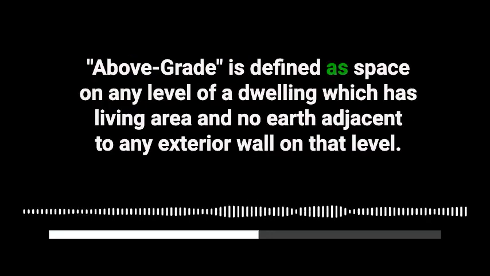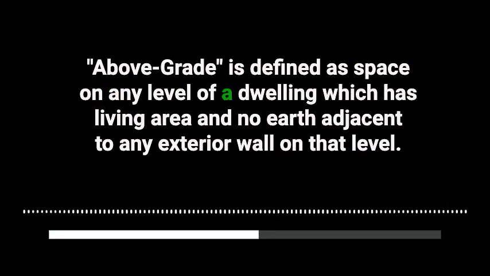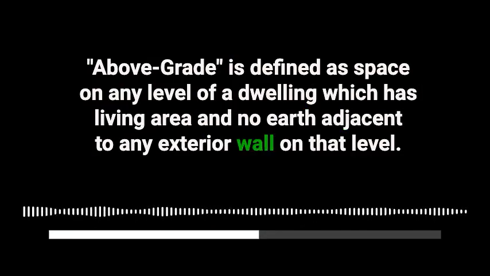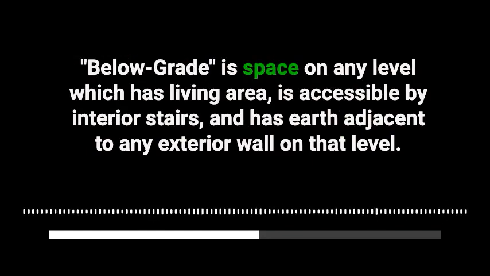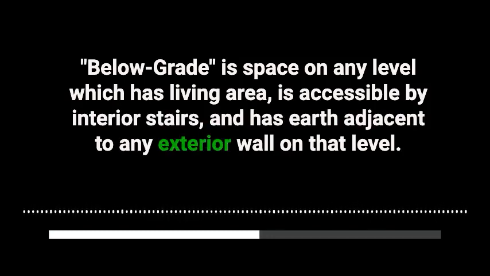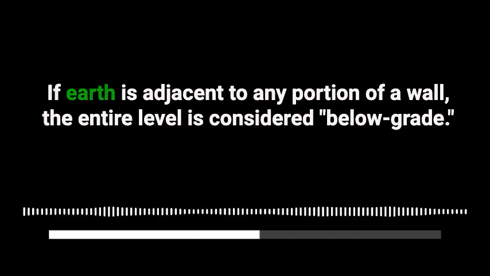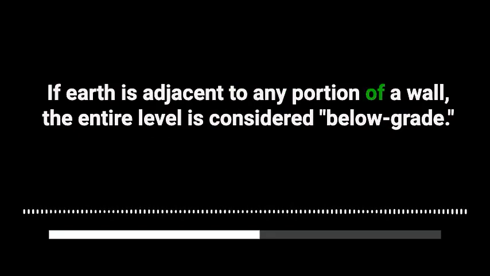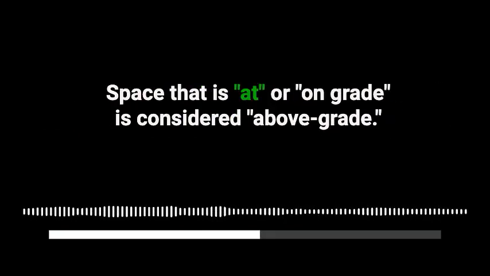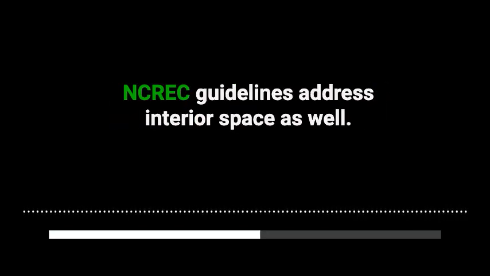Above grade is defined as space on any level of a dwelling which has living area, and no earth adjacent to any exterior wall on that level. Below grade is space on any level which has living area, is accessible by interior stairs, and has earth adjacent to any exterior wall on that level. If earth is adjacent to any portion of a wall, the entire level is considered below grade. Space that is at or on grade is considered above grade.